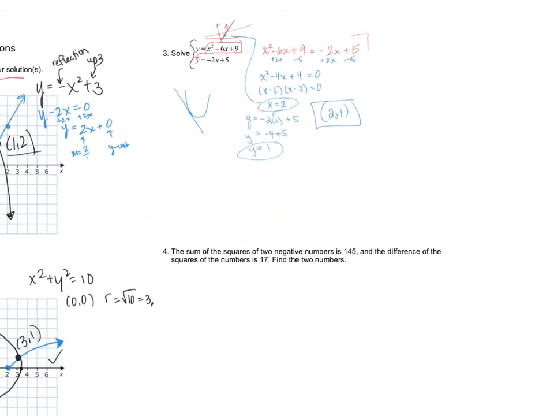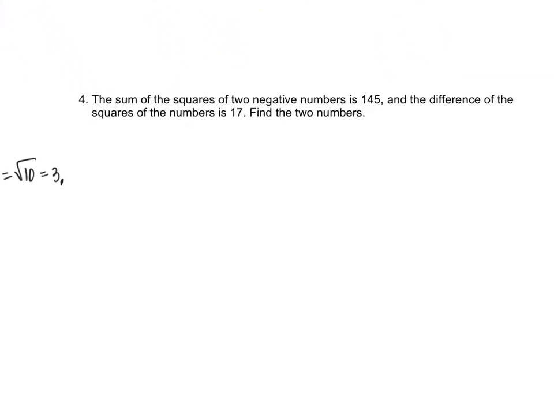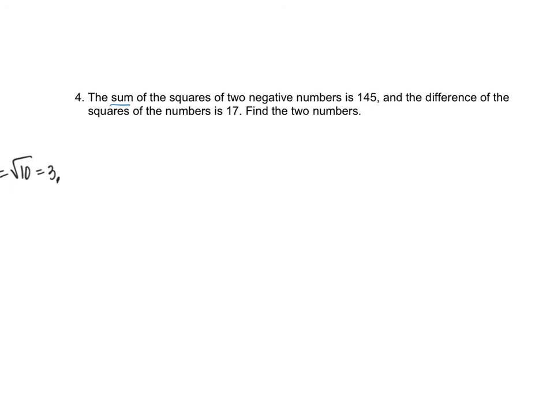Okay, so we have one more problem here. It says that we have the sum, which means add, of the square, so power 2, of two negative numbers is 145. The difference of the squares is 17. We need to find the two numbers. So we're going to add up two numbers. We're going to say the numbers are x and y.